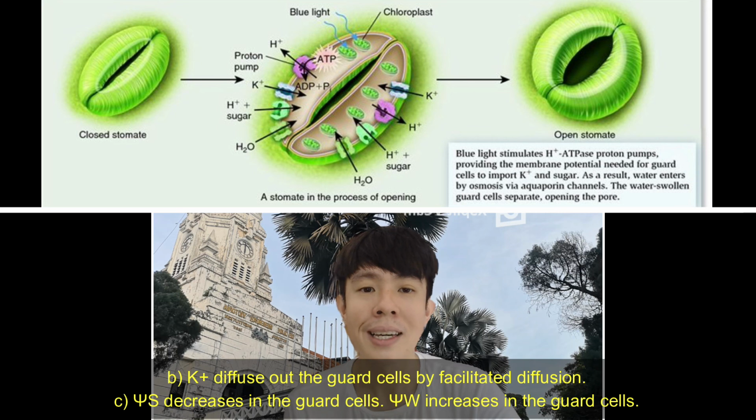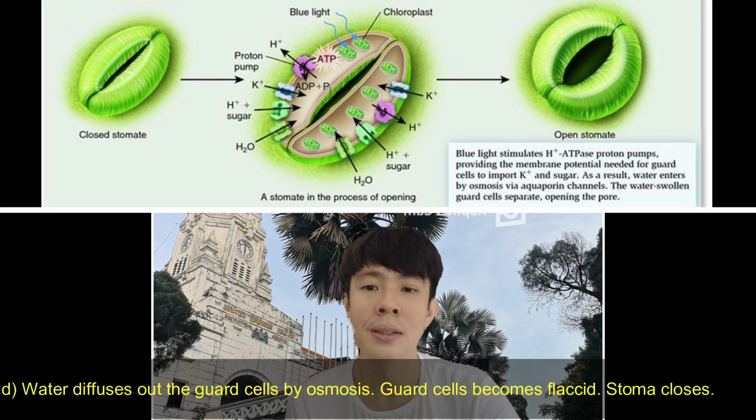Water potential increases in the guard cell. D. Water diffuses out of the guard cells by osmosis. Guard cells become flaccid. Stoma closes.